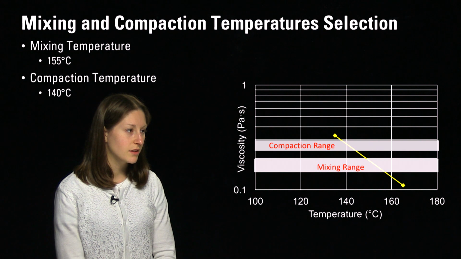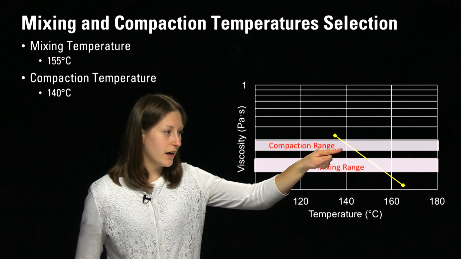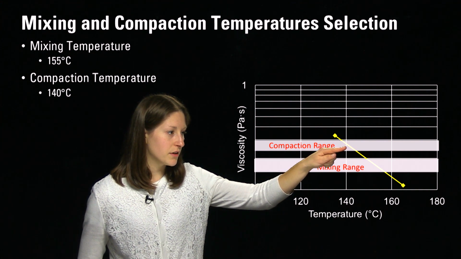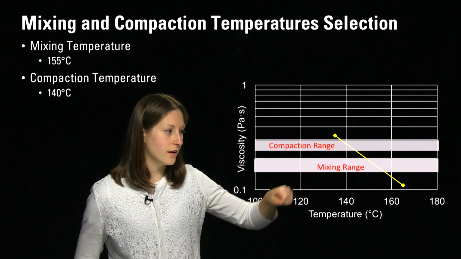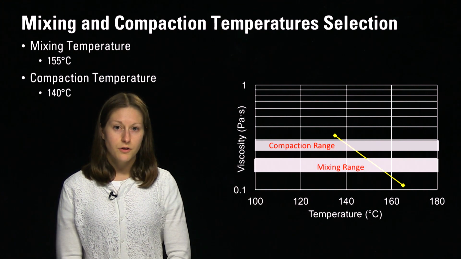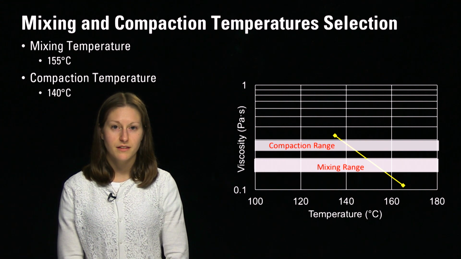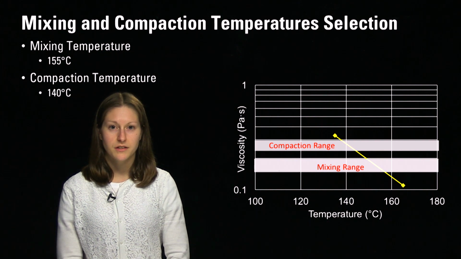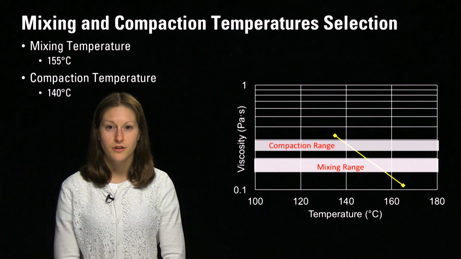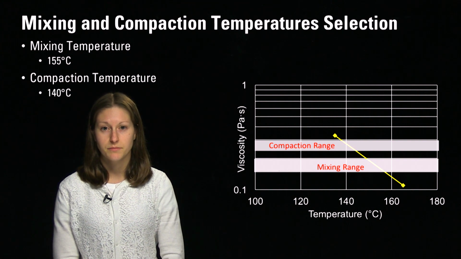Similarly, we can see that we selected our compaction temperature to be 140 degrees Celsius. Again, if we look at the viscosity temperature relationship, we see that we fall within the target viscosity range for compaction at 140 degrees Celsius. You notice that we use lower viscosity and hence higher temperature for mixing than compaction. This is because we require a lower binder viscosity to coat our aggregate particles during the mixing process than we require during the compaction process.